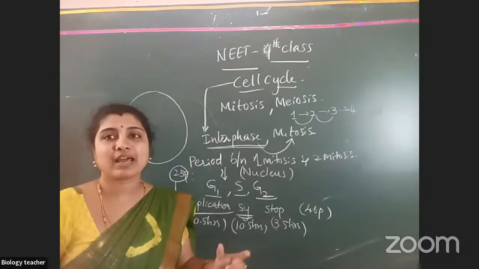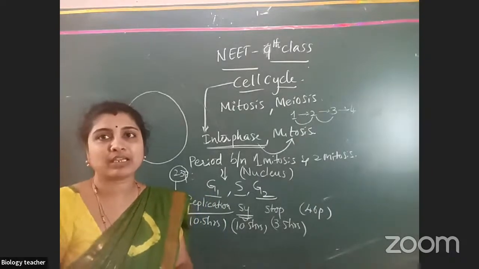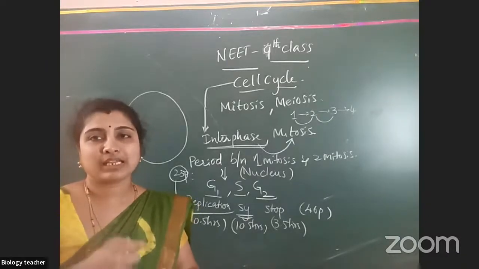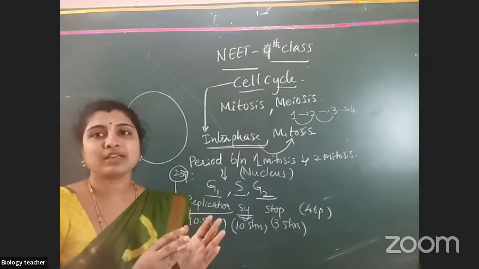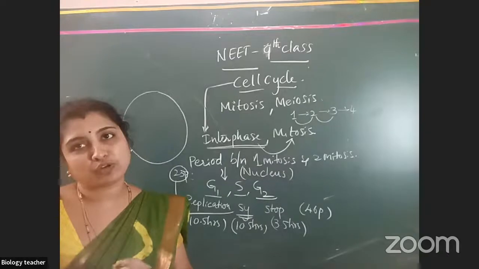The changes are happening in the nucleus. What type of changes are happening? Inside the nucleus, the chromosome number is changing. How much is it changing? The original number is getting doubled by the formation of duplicate chromosomes.